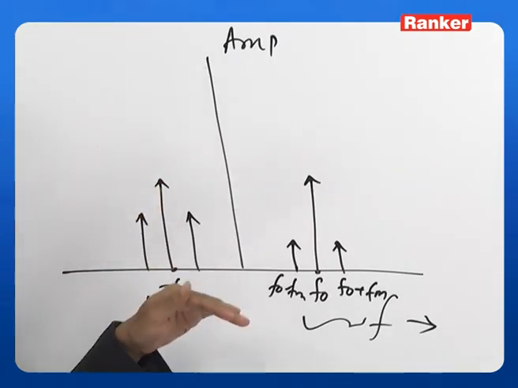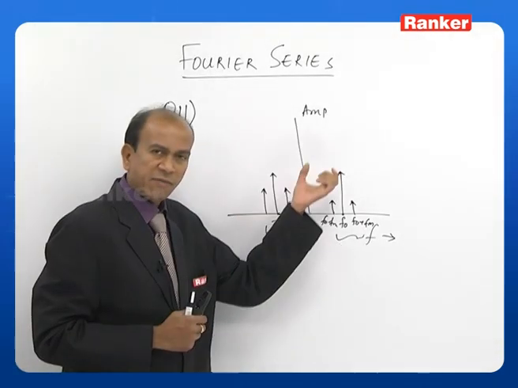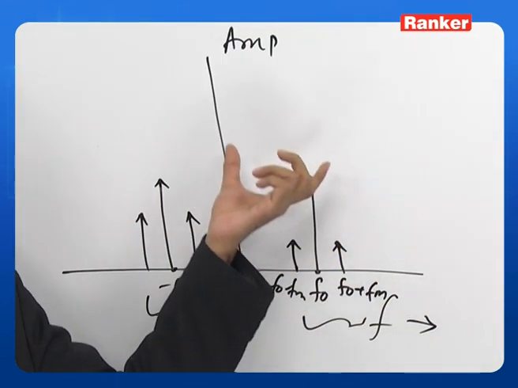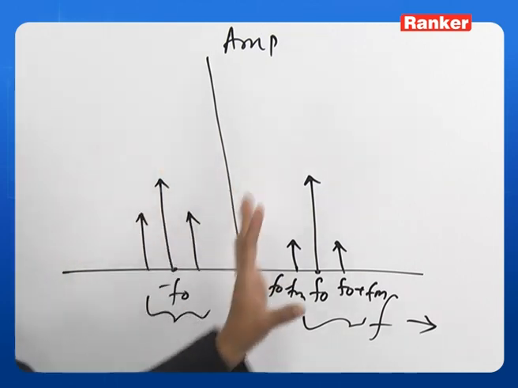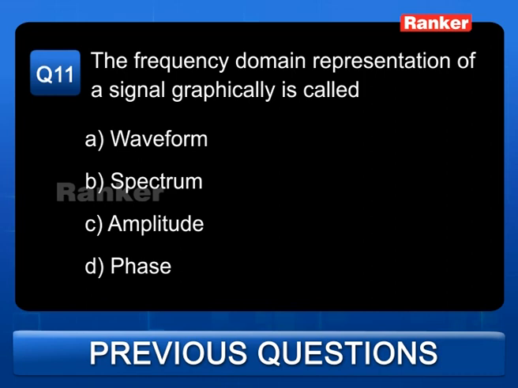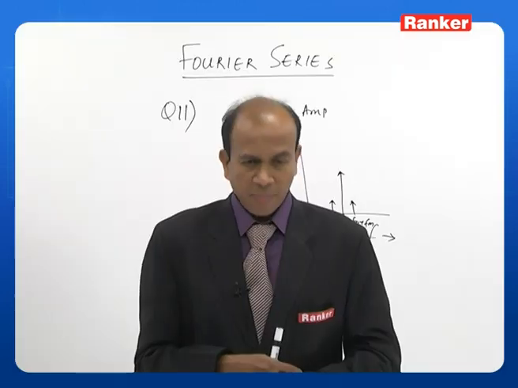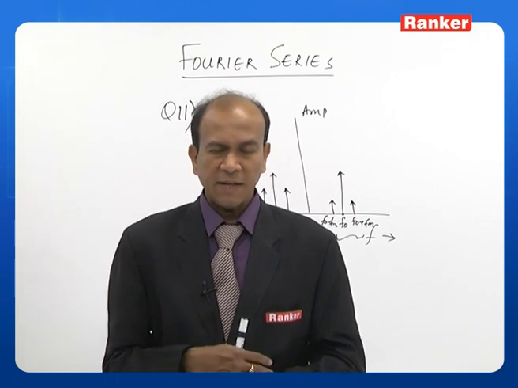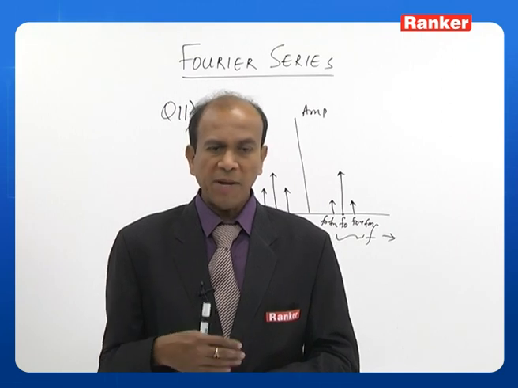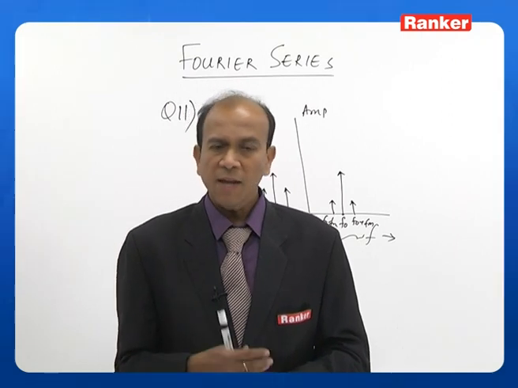Earlier we have seen a time domain representation which is called a waveform, whereas if I represent this with the x-axis as frequency, this is called the spectrum of the signal. Okay. So, we are seeing one famous spectrum here. So, let us see what is the answer. The answer is of course spectrum. The frequency domain representation of a signal graphically represented is called a spectrum, whereas the time domain representation of a signal graphically is called a waveform.